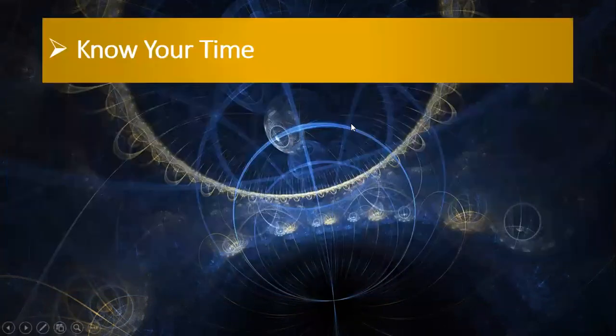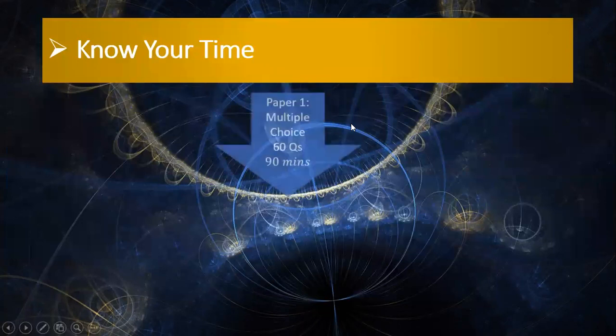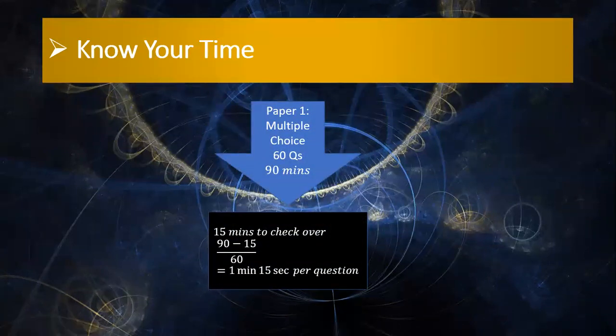Awesome. So let's get right into it. Before the exam, know your time. Paper 1, multiple choice, 60 questions, 90 minutes. Take 15 minutes to check over. Then you should have, divided by 60, 1 minute and 15 seconds. But let's not focus too much on this 15 seconds. Let's try to get questions done within 1 minute, so you have the ability to check over.